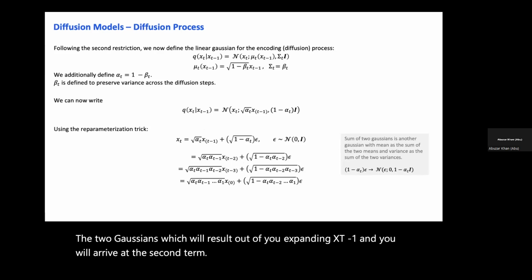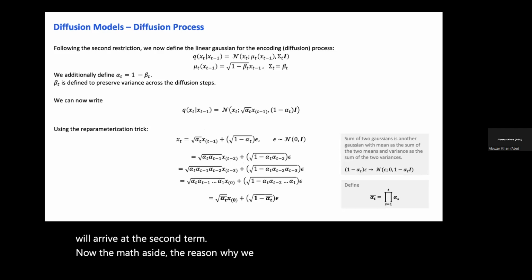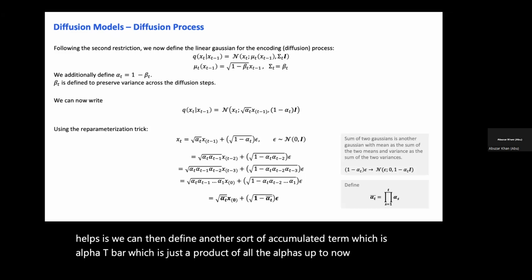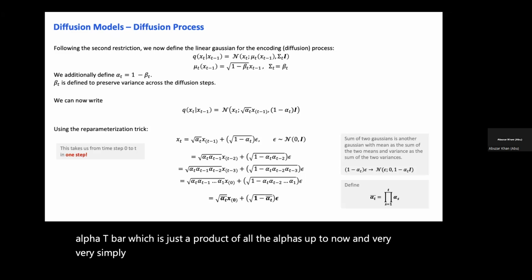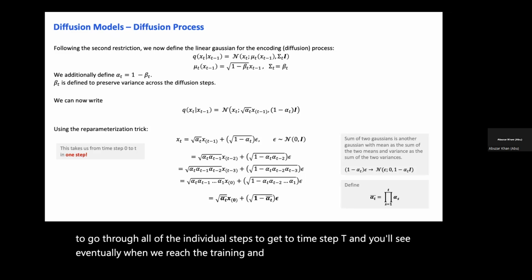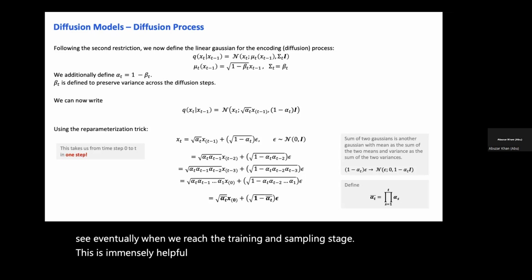Now, the math aside, the reason why this helps is we can then define another accumulated term, which is alpha t bar, which is just the product of all the alphas up to now. We can very simply jump from time step 0 to any time step t, without needing to know all of the individual steps to get to time step t. And you'll see eventually when we reach the training and sampling stage, this is immensely helpful, and this makes our process really fast.